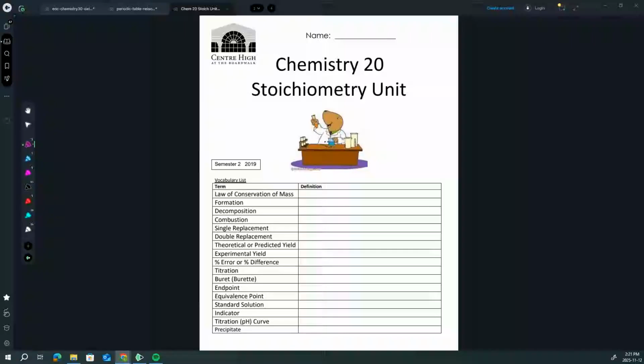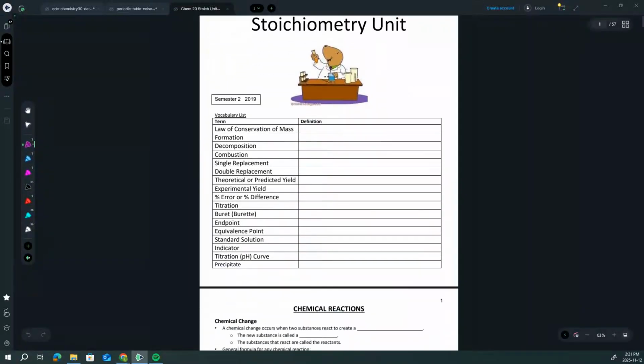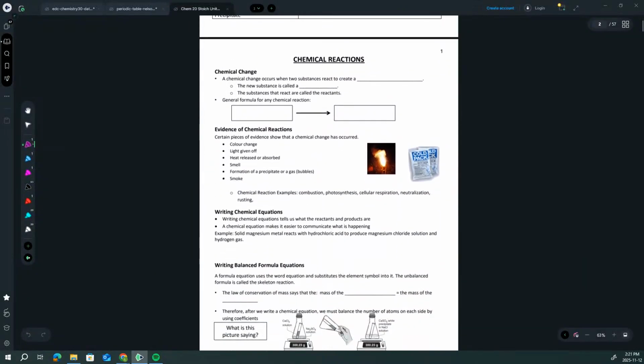All right, so welcome to the Stoichiometry Unit in Chemistry 20. For today, we're just going to be reviewing the different types of chemical reactions, and we're going to start off with going into a little bit more depth for formation and decomposition reactions.